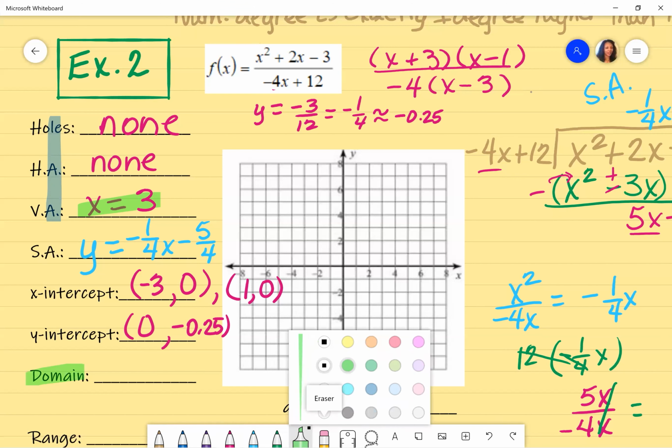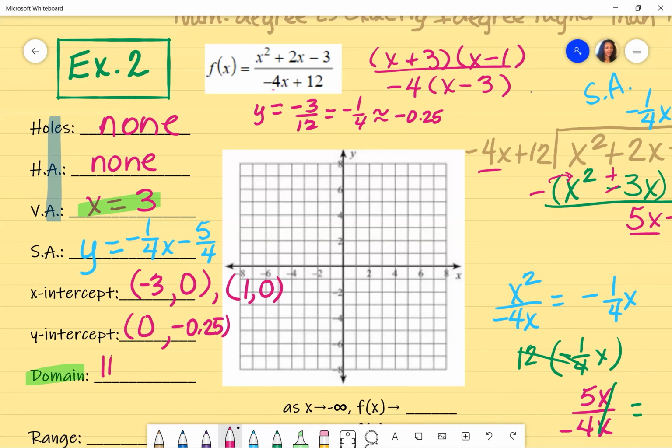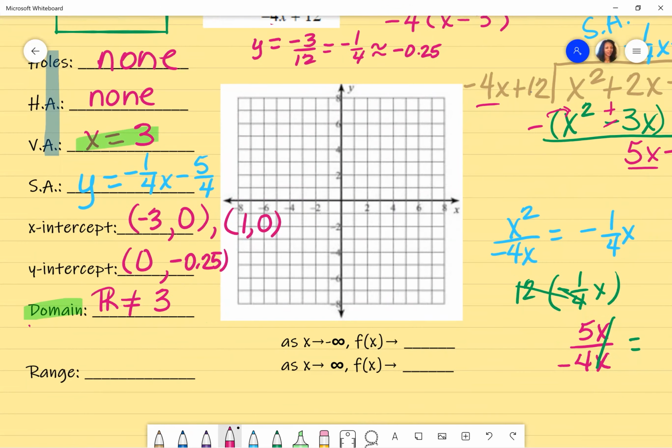If I have a y, which I don't, my domain is all real numbers except 3, because that is a restricted value. I don't have a restricted value for the horizontal asymptote. So in interval notation, negative infinity to 3 union 3 to positive infinity. In terms of my end behavior, this time I don't have a horizontal asymptote, so I have to graph it so that I can see if it's negative infinity or positive infinity.